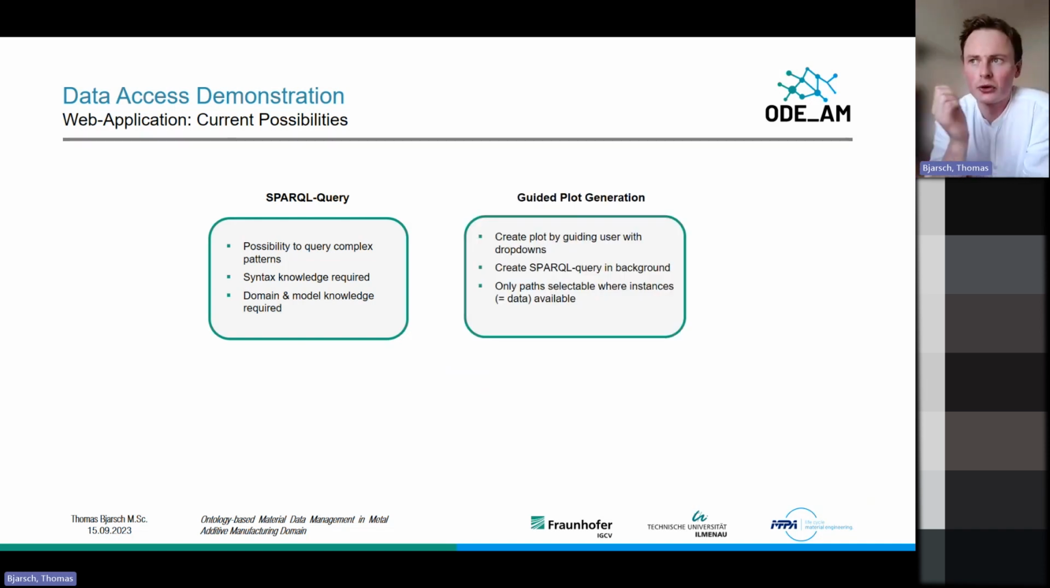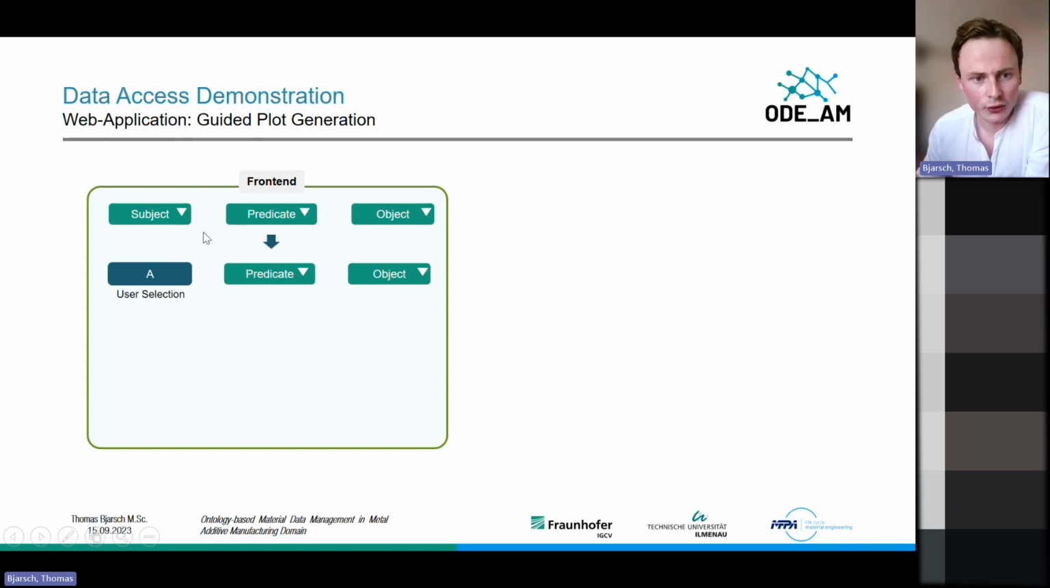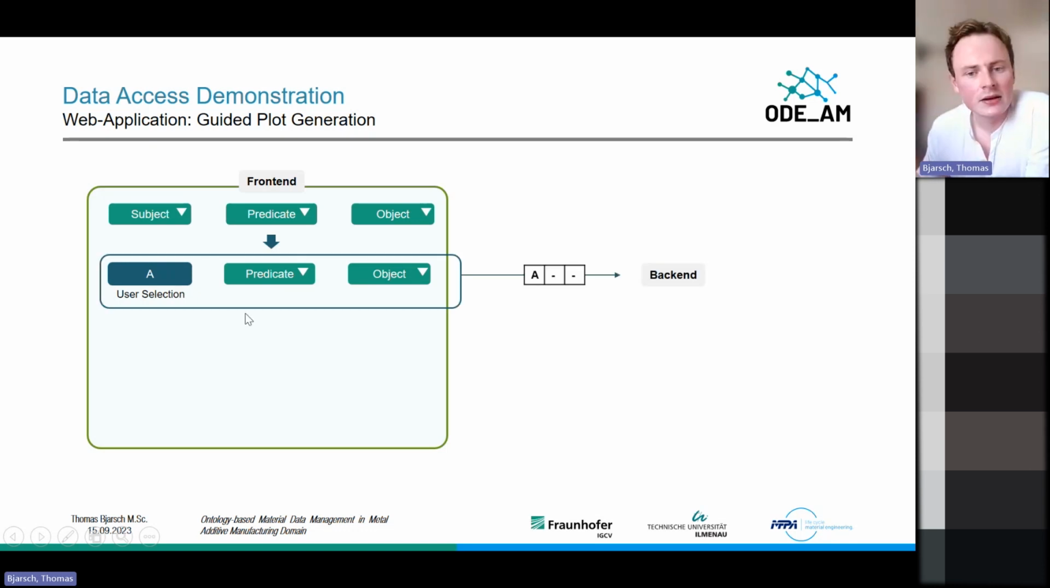In another approach, or a first approach, we actually implemented a guided query generation, so that you just generate the SPARQL query by clicking through drop-downs. So it's not super fancy, but it actually works. And it works as follows. In the front end, you will always find 3 drop-down menus, which represent subject, predicate, and object. So if the user, for example, selects for the subject the class A or term A, a SPARQL query is sent to the backend with this information.